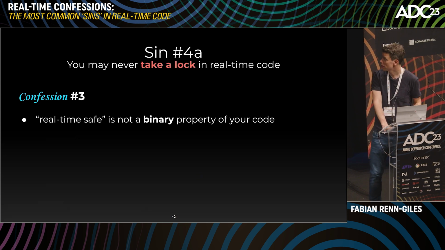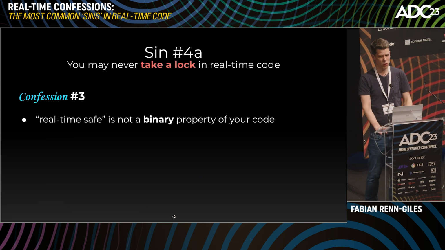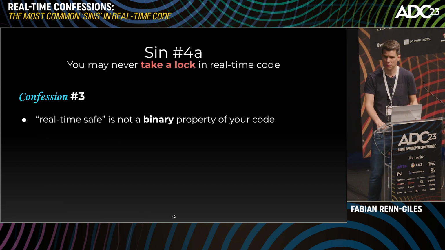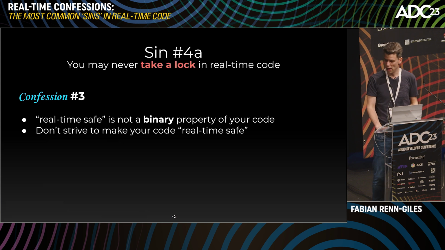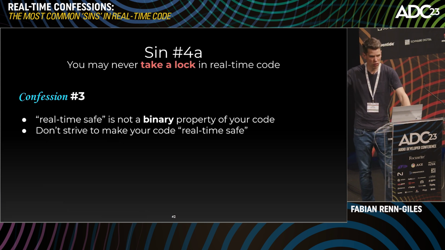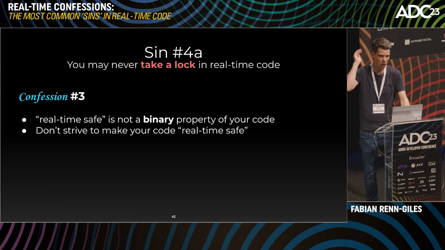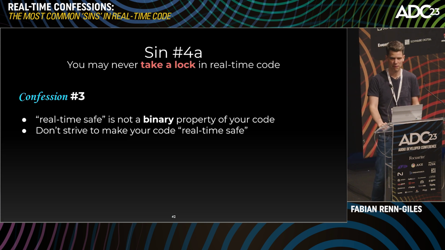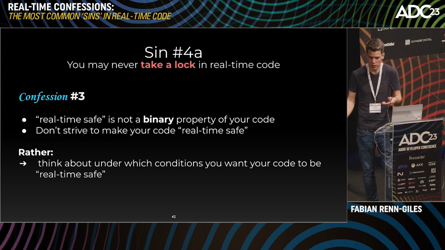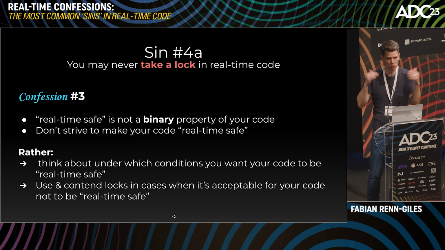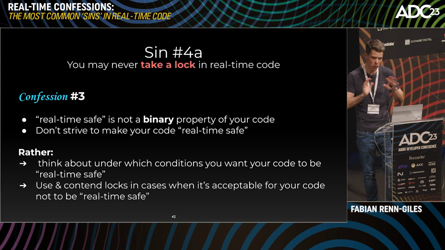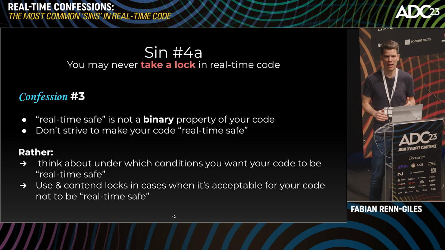And this leads to my third confession. In the real-time 101 talk, I talk about real-time safe as this kind of binary property, right? Either your code is real-time safe or it isn't. And I say, strive to make your audio thread always be real-time safe. And I think that's wrong. I think you should rather ask yourself under which conditions you want your code to be real-time safe. And then, use locks for those operations where you say, okay, when this operation happens, I don't need to be real-time safe anymore.